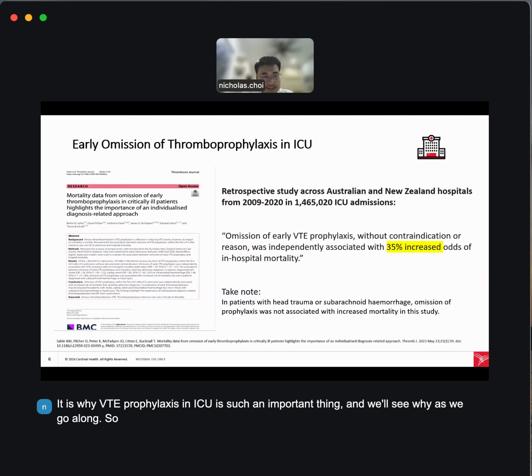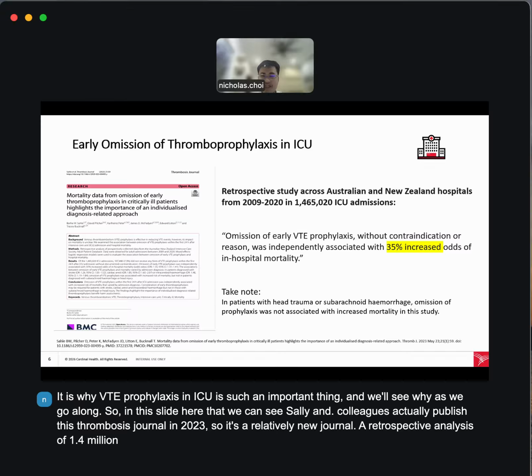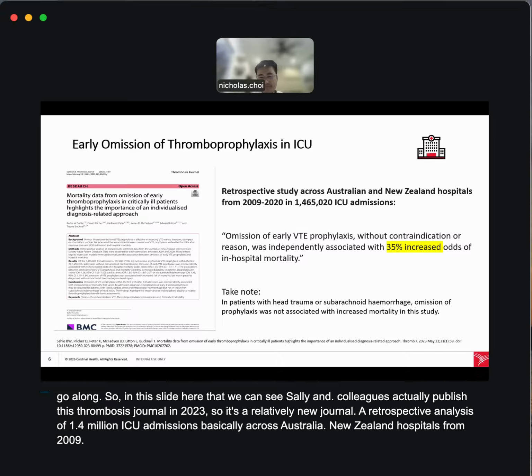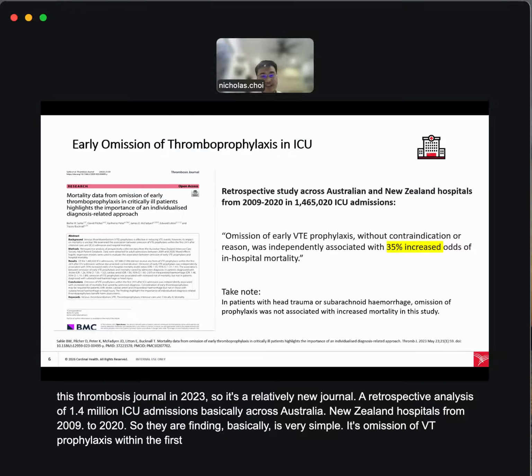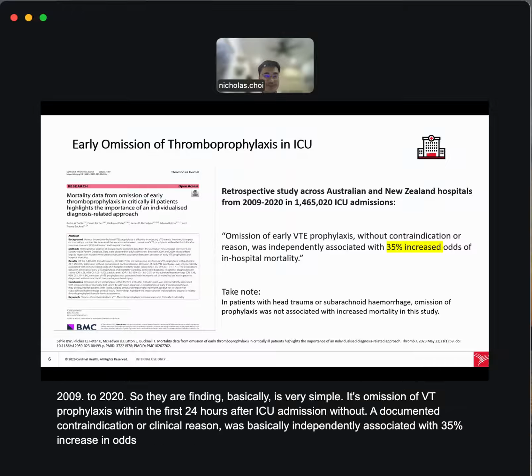So in this slide, we can see that Sally and colleagues published in the Thrombosis Journal in 2023 a retrospective analysis of 1.4 million ICU admissions across Australia and New Zealand hospitals from 2009 to 2020. Their finding is very simple. Omission of VTE prophylaxis within the first 24 hours after ICU admission, without a documented contraindication or clinical reason, was independently associated with a 35% increase in odds of in-hospital mortality.